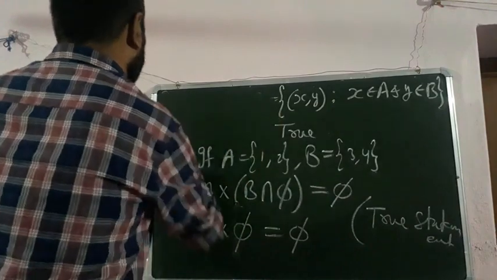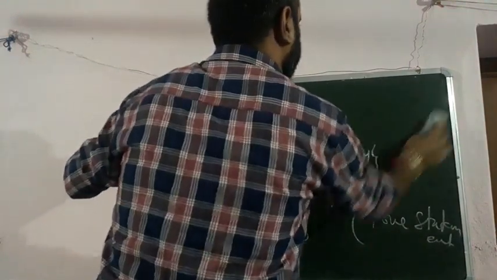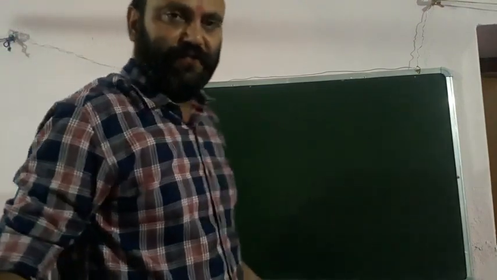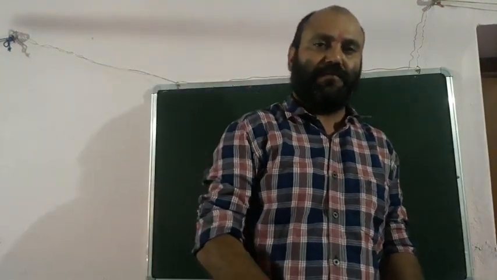Now let us take the next question. Question number 5 is not in your syllabus because this is the triple Cartesian product, so this is not in your syllabus. So I am taking question number 6.